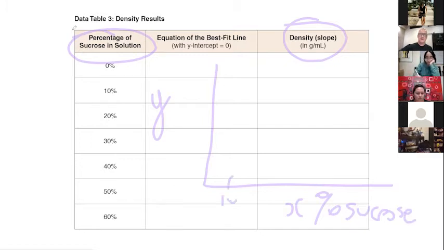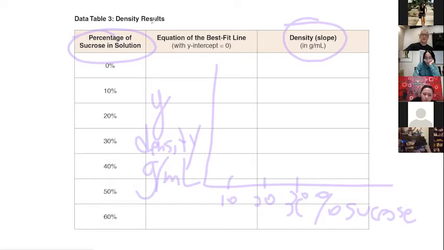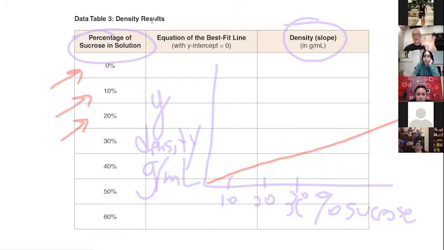And we're going to plot 10, 20, 30, and so on. And then Y is going to be the density in grams per mil. So I don't know exactly what the line is going to look like, something like that. When you measure the density of your beverage, whatever it is, you're going to determine it the same way as you did the 0, the 10, the 20. You're going to take 5 mils of it, 10 mils of it, 15 mils of it, figure out the mass, plot the mass versus the volume, figure out the density.